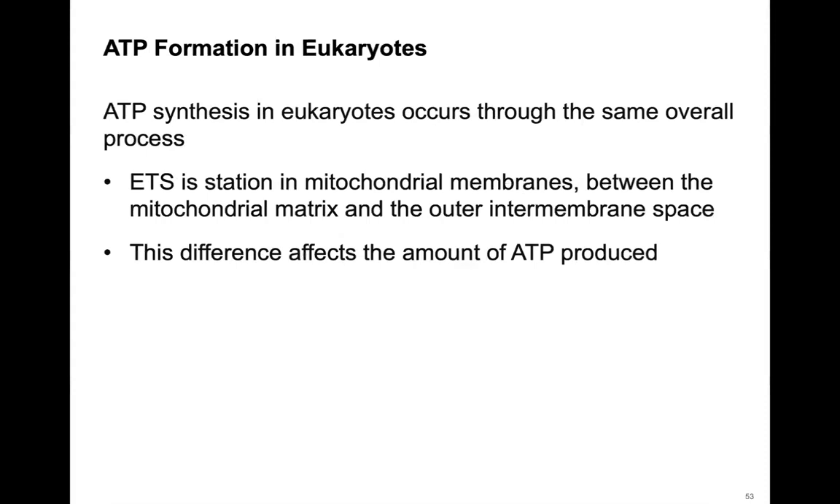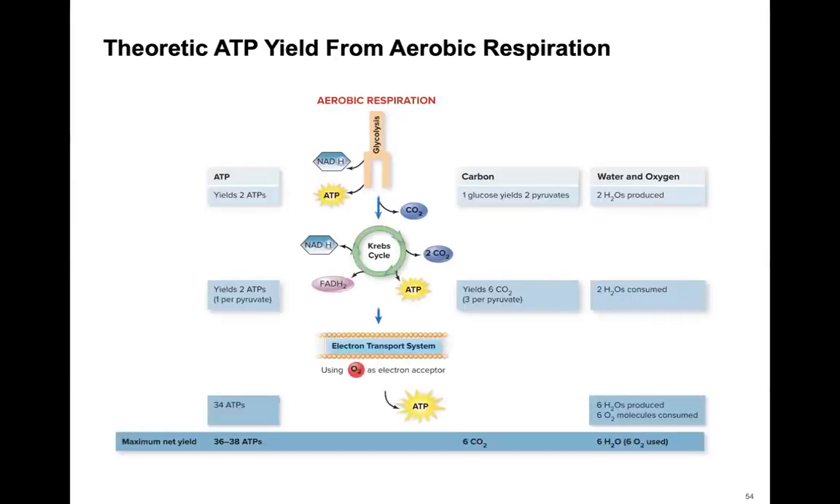ATP synthesis in eukaryotes occurs through the same overall process, except again, it's occurring on the inner mitochondrial membrane. Now, the overall theoretical yields for aerobic respiration. To attain theoretical maximum yields of ATP, we assume a ratio of 3 for the oxidation of NADH and 2 for FADH. The actual yield is generally lower and varies between eukaryotes and bacteria, and among bacterial species. These are just, again, overall theoretical yields that you can produce.